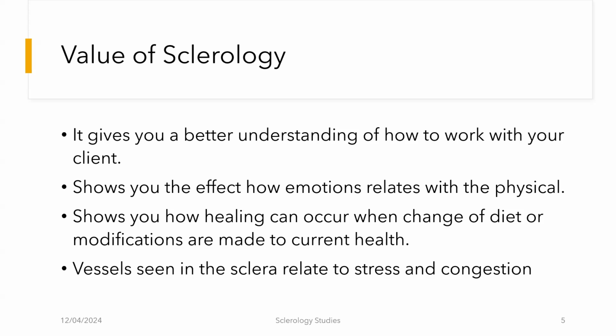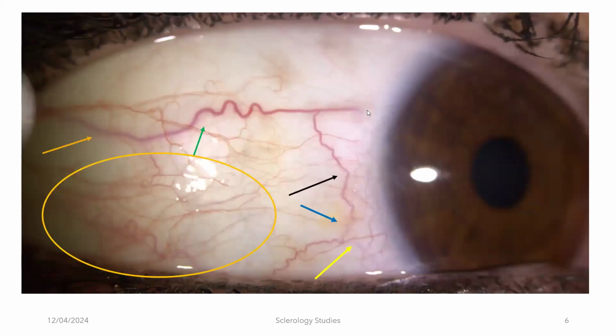Vessels seen in the sclera relate to stress and congestion, and that's one of the first things we're going to learn in lesson 1: all of the vessels that you see in the sclera are based on stress and congestion. And guess what? You can't have congestion without having stress. So those two things go hand in hand as well. We're going to talk about congestion in just a minute.